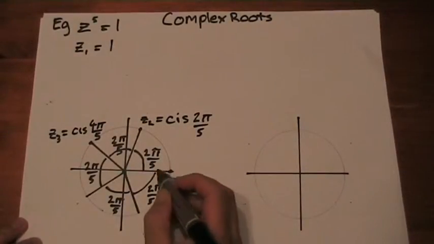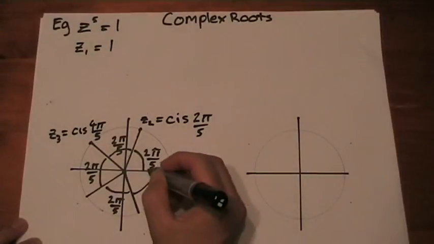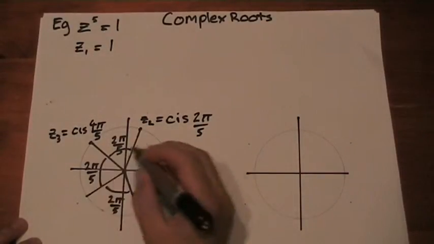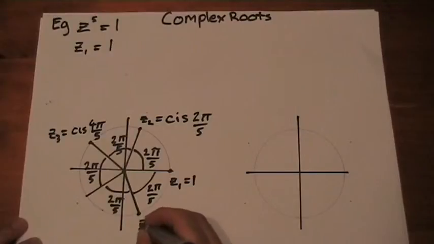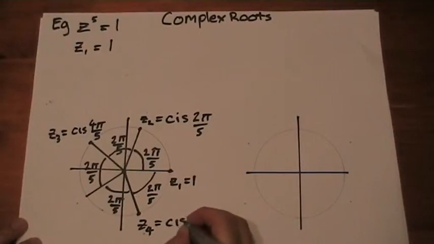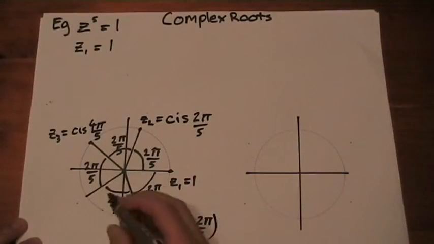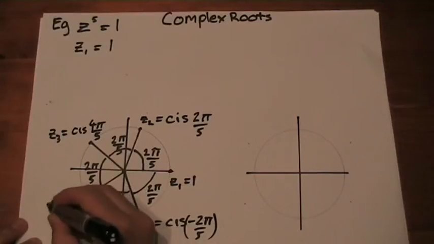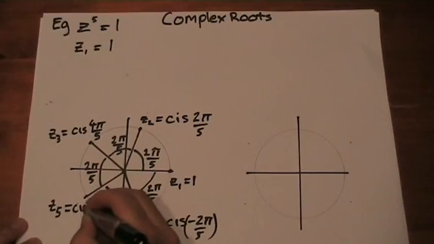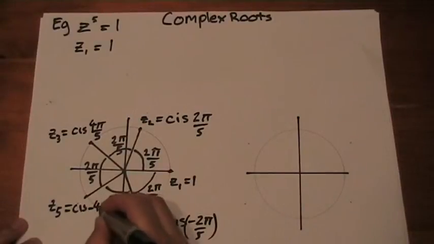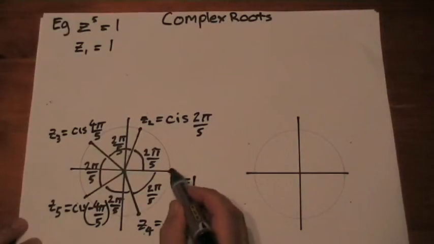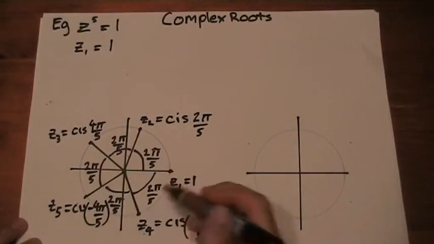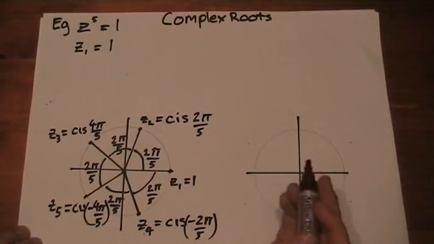Keeping in mind that the argument must be expressed between 0 and pi, or 0 and negative pi, for these roots down the bottom, we'll come back from 0 around this way. We'll call this root z4, and it will be cos plus i sine of negative 2 pi on 5. This root over here we'll call z5, and that's cos plus i sine of negative 4 pi on 5. And there we have 5 roots of unity expressed in mod arg form, all equally spaced around the diagram.